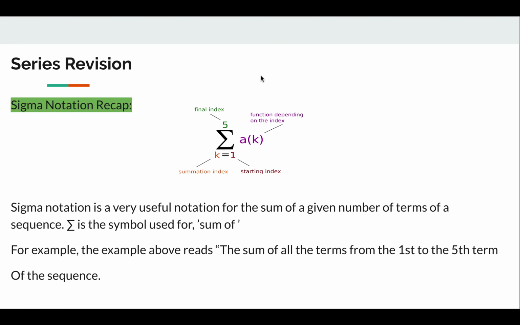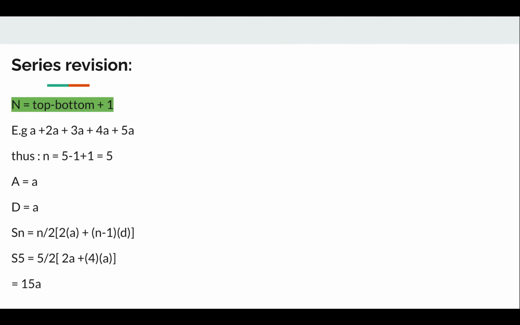So going forward, our A value, this can be a little bit confusing, but just stay with me here. So A here, this capital A means the value of the first term. The value of the first term in this series is A, small letter A. D is our constant difference, and our constant difference is A again, because to get from A to 2A, 2A to 3A, 3A to 4A, and 4A to 5A, I'm simply adding A each time. So my constant difference is A. The value of my first term is also A.